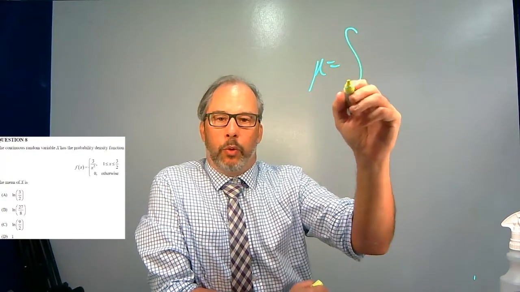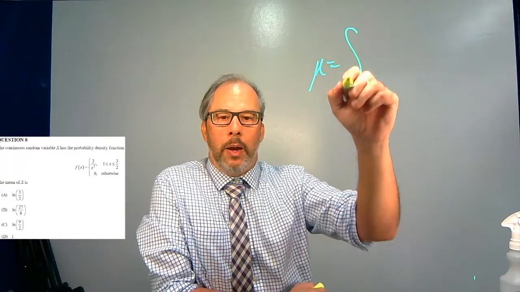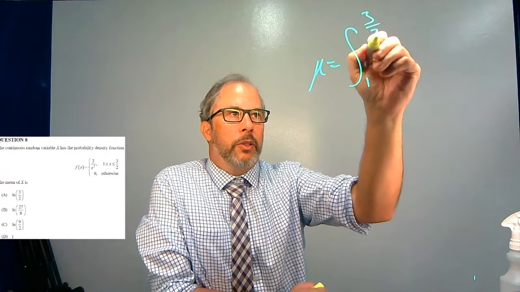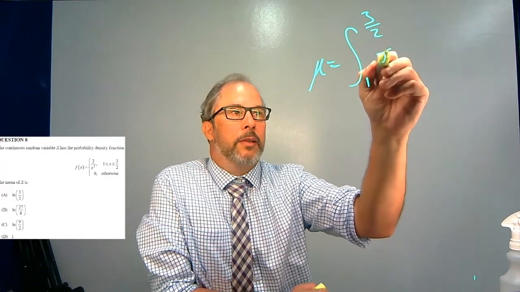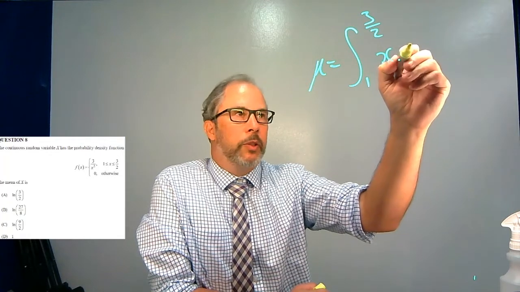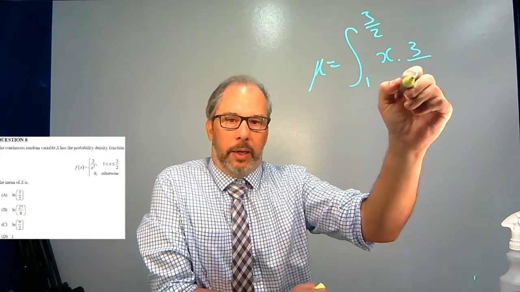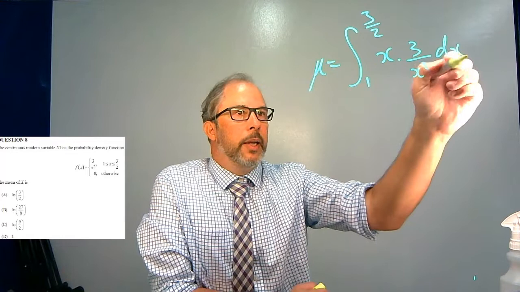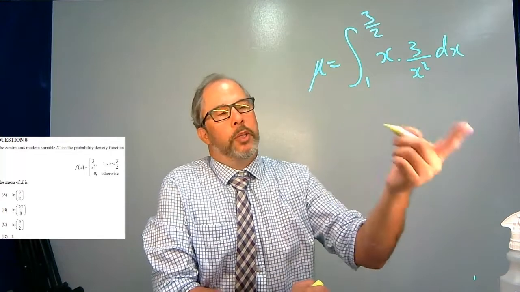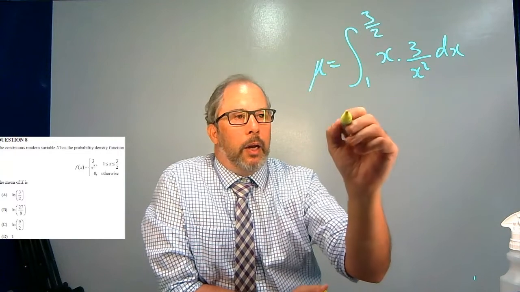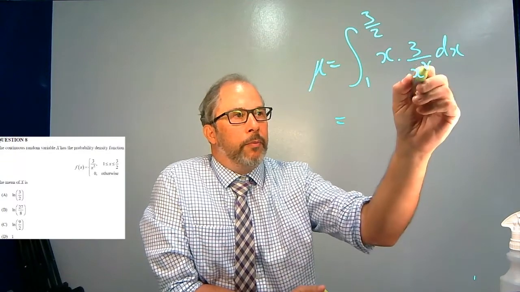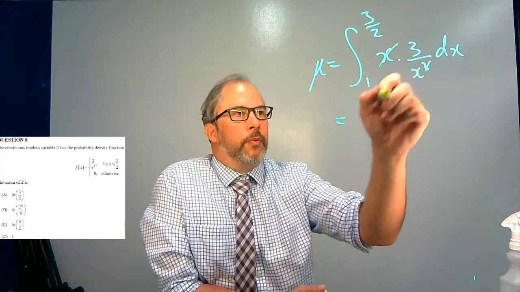You're going to have the integral between the lower bound 1 and upper bound 3 over 2 of the function, which is x, times the function, which is 3 over x squared dx. So that's straight from the formula sheet. Using that formula, before we integrate, we can simplify this a little bit.